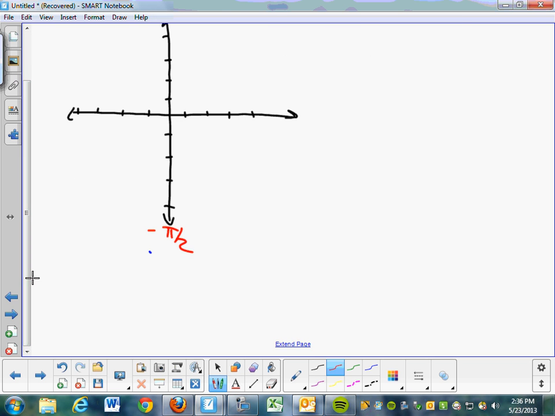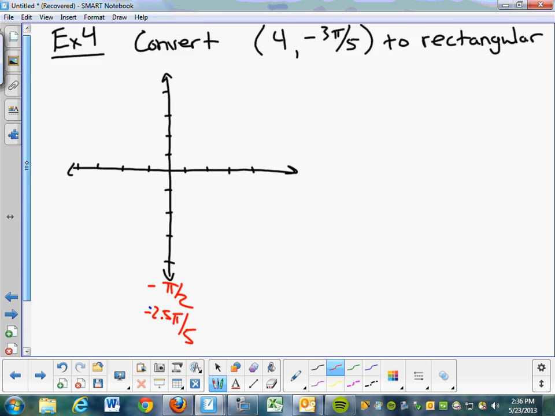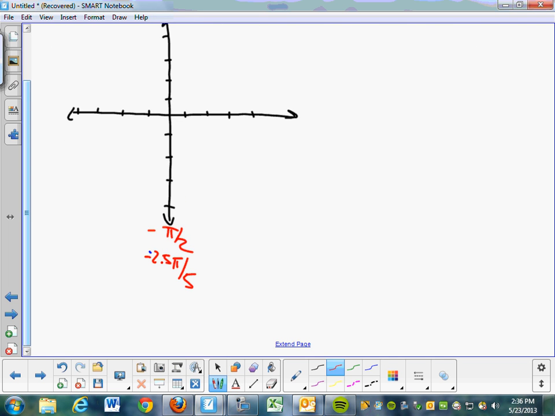You guys all agree that that's negative pi over 2, or negative 2.5 pi over 5? So negative 3 pi over 5 would be slightly past that, correct? And it would be 4 units out, so something like this. This is a length of 4, and that right there is negative 3 pi over 5. So I'm in the third quadrant.